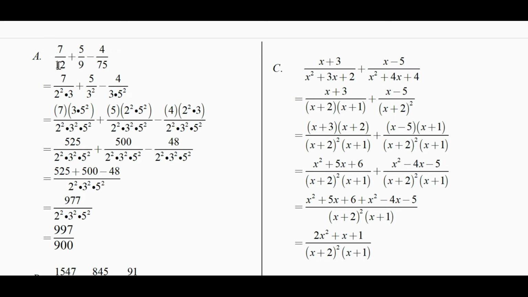Factor the denominators. 12 is 2 squared times 3. 9 is 3 squared. 75 is 3 times 5 squared. Well, we need 2's, 3's, and 5's. And we need two 2's, two 3's, and two 5's. So that's the common denominator.